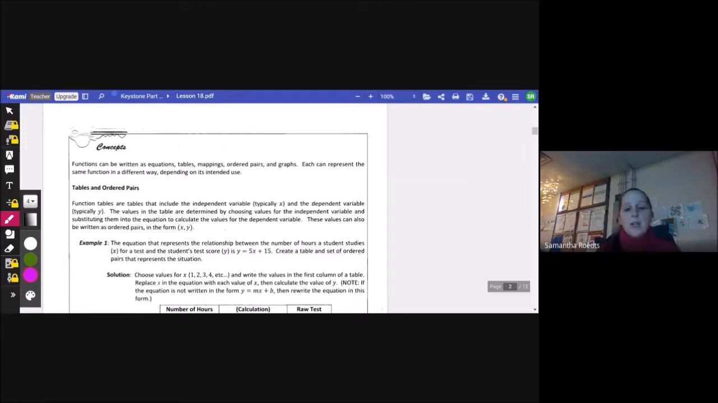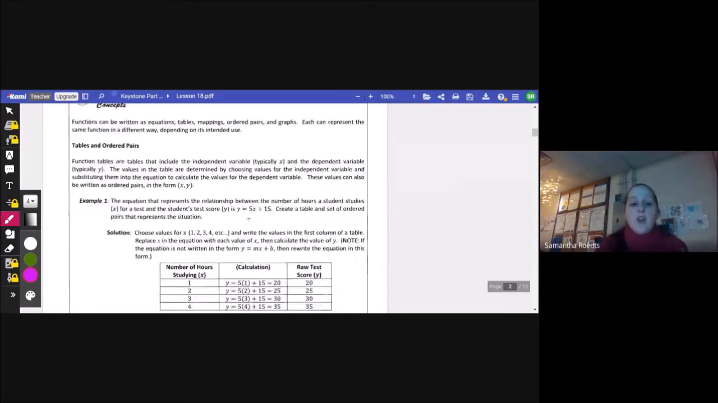So in example 1, the equation that represents the relationship between the number of hours a student studies, x, for a test and the student's test score, y, is y equals 5x plus 15. Create a table and set of ordered pairs that represents the situation. So my solution: choose values for x. It can be any values. Because we're dealing with hours of studying, they should be positive numbers.